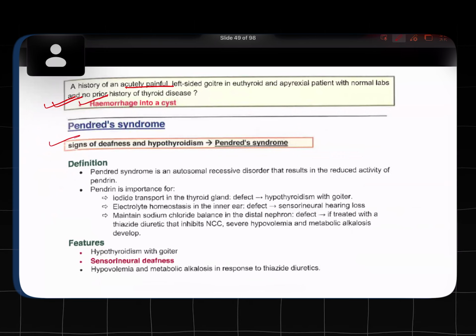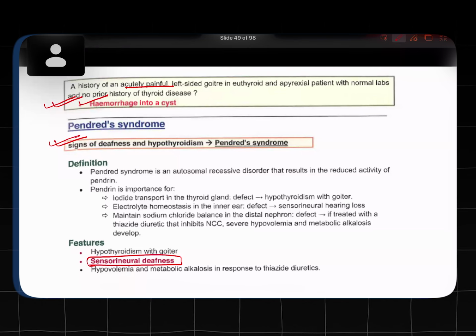Pendred syndrome is an exam favorite. Just remember, it is deafness and hypothyroidism. It is a sensorineural deafness. It comes up in the exam. I don't know why, but maybe it is very common in the West. So it comes up in the exam, so I have included it here.